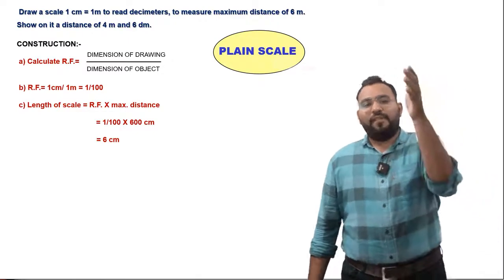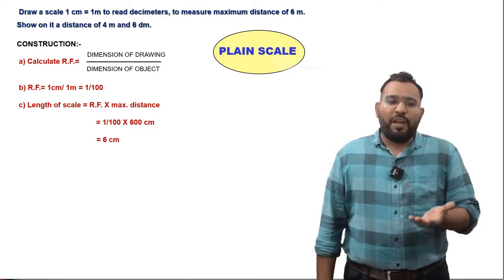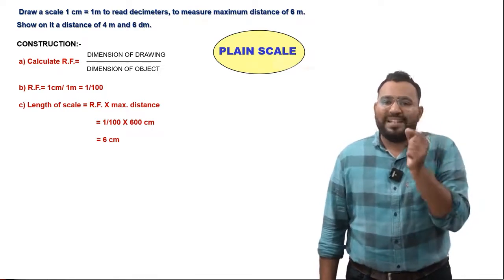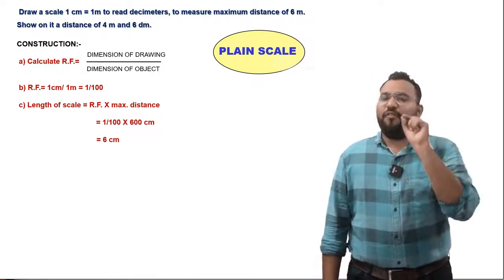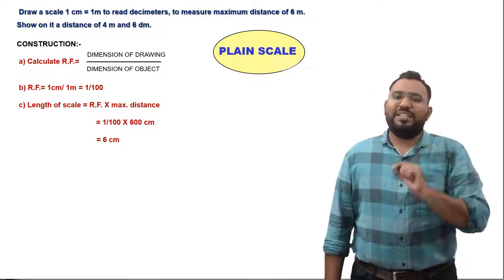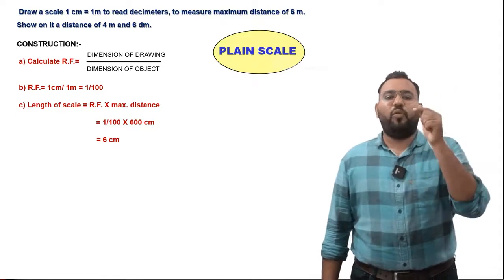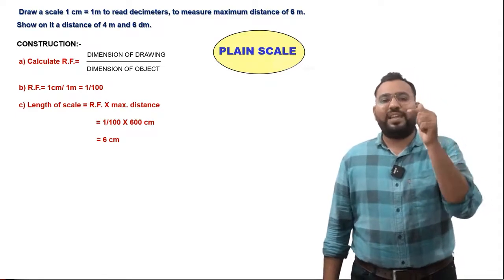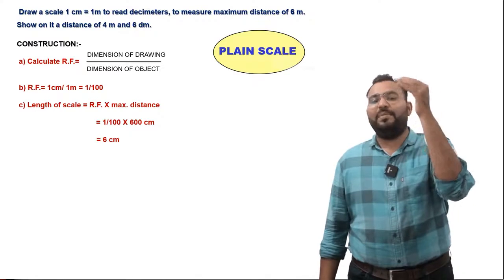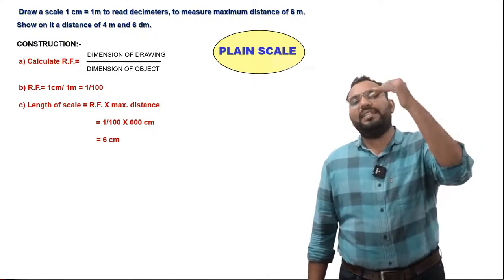So here in the first line of the example, draw a scale 1 centimeter equal to 1 meter to read decimeter to measure a maximum distance of 6 meters. So here the maximum distance is given, which is 6 meters. So 1 upon 100. You know that length of scale is equal to RF multiplied by maximum distance. So 1 upon 100 multiplied by maximum distance, which is 6 meter over here.